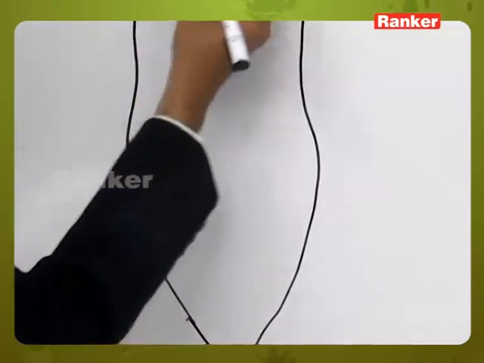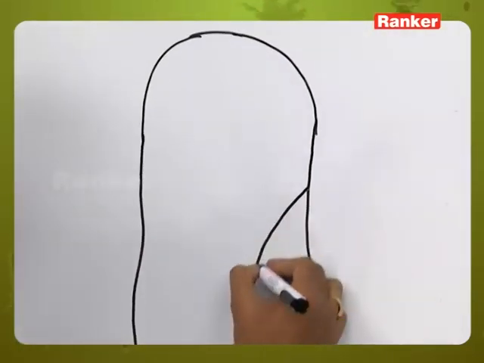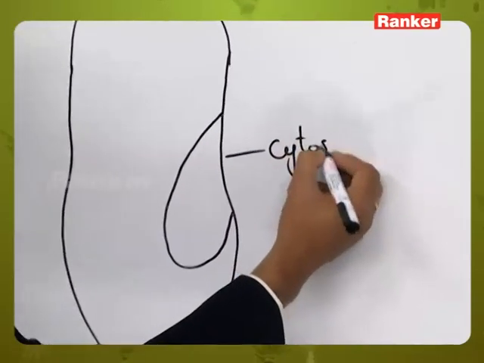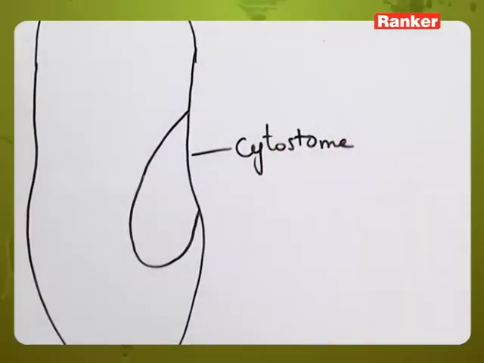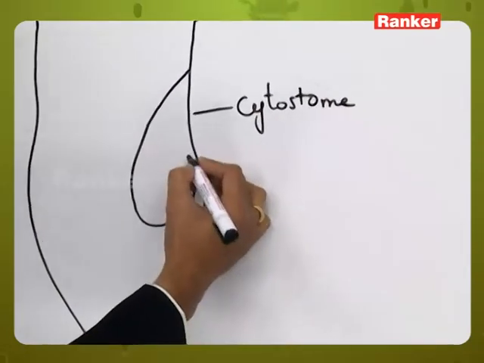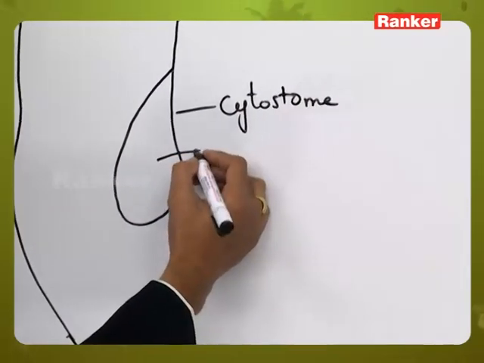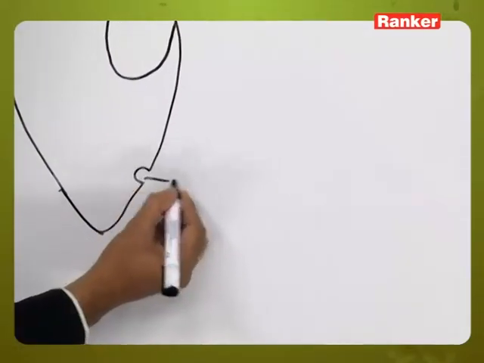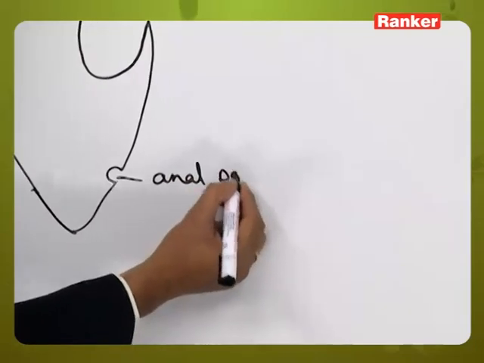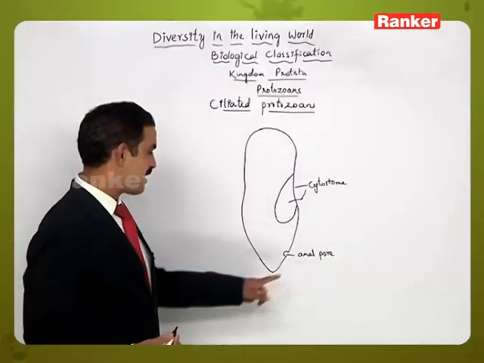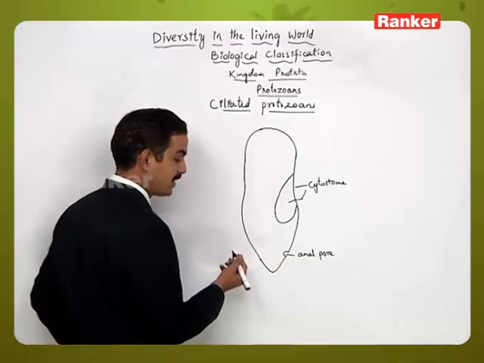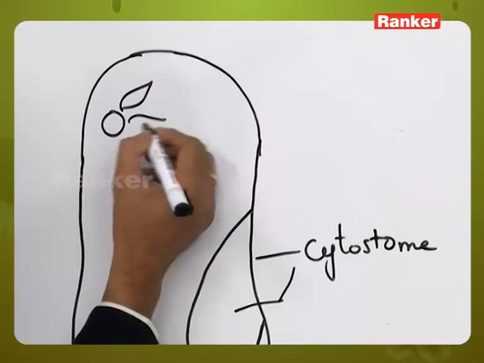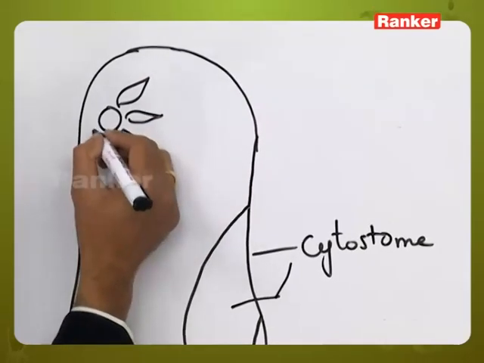This structure contains an opening-like structure called the cytostome, and the cytopharynx. Along with this, the anal pore is present somewhere near here, through which the undigested food matter will be thrown out. Apart from this, it contains the contractile vacuolar structure.